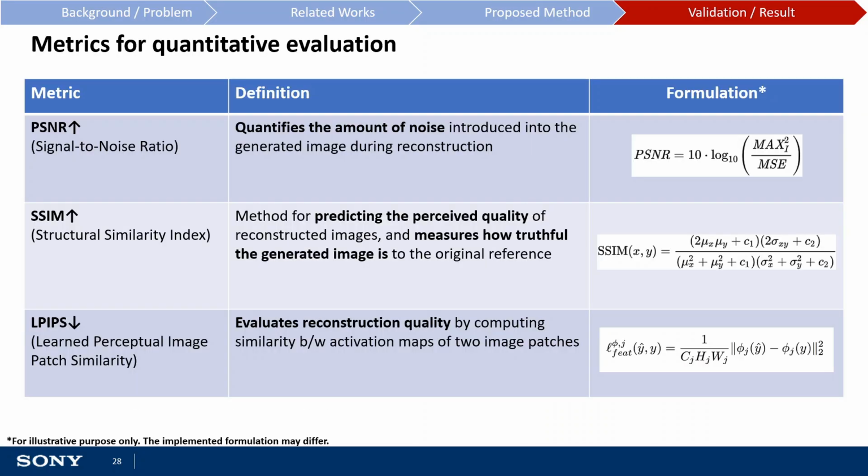Quantitative comparison employs three metrics: PSNR, SSIM, and perceptual error LPIPS. PSNR quantifies the amount of noise introduced to the generated texture. SSIM predicts the perceived quality of reconstructed images and measures how truthful the generated image is to the original target. LPIPS evaluates reconstruction quality by computing similarity between activation maps of two patches using AlexNet.